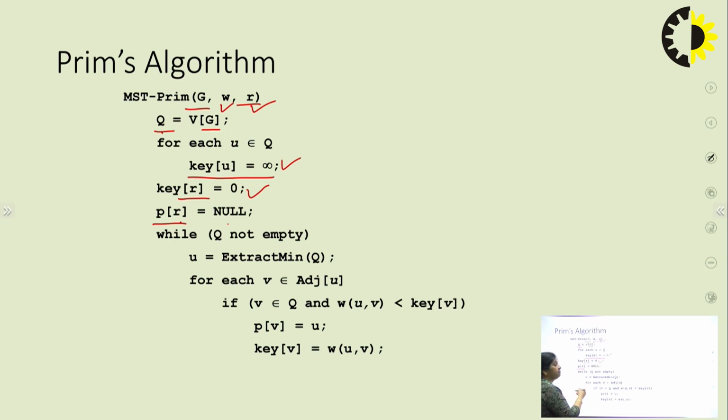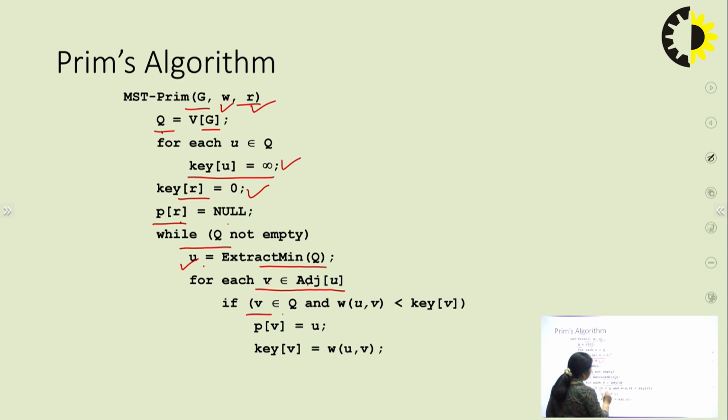Now after doing this, what will we do? We will go on deleting elements from the priority queue until the priority queue is empty. Firstly, which element is to be extracted from the priority queue? The one having the minimum key value. So let us consider that one is U. Now we will see all the neighbors of U, for each V belonging to the adjacency list of U. It means neighbors of U which are adjacent to U.